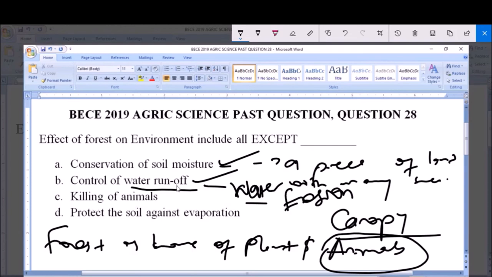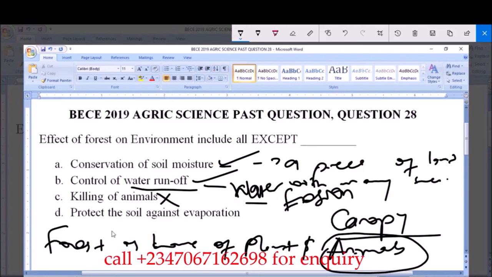So forests do not kill animals. So killing of animals is wrong. Now D here says protects the soil against evaporation. Forest helps to protect the soil against evaporation, like I told you initially, conservation of soil moisture.